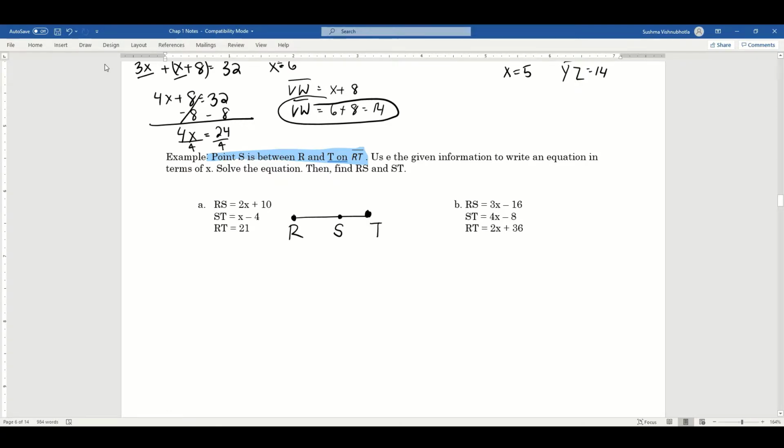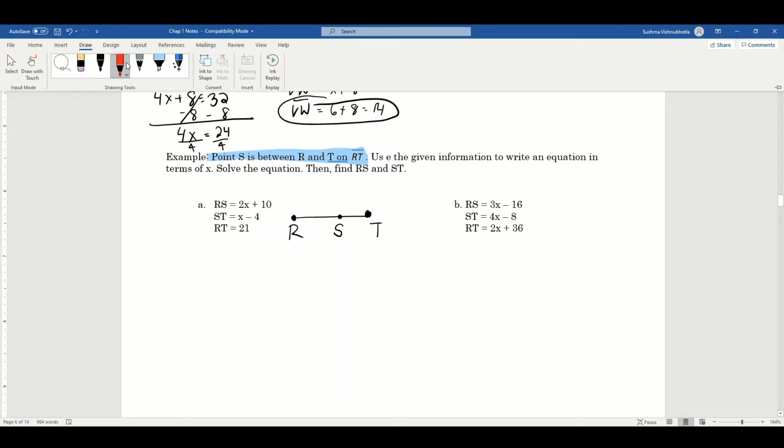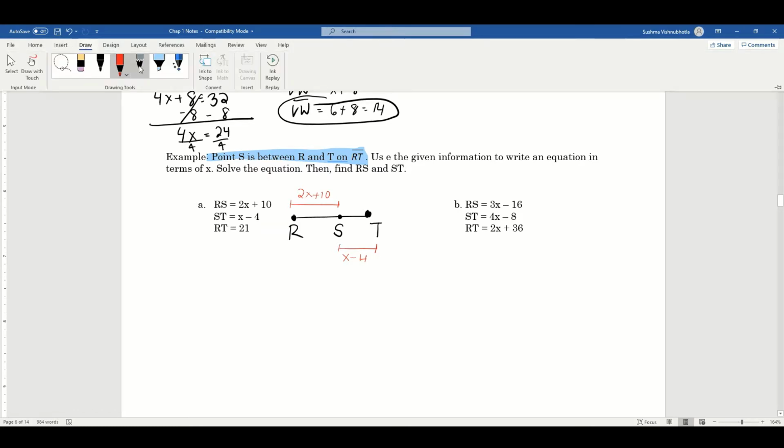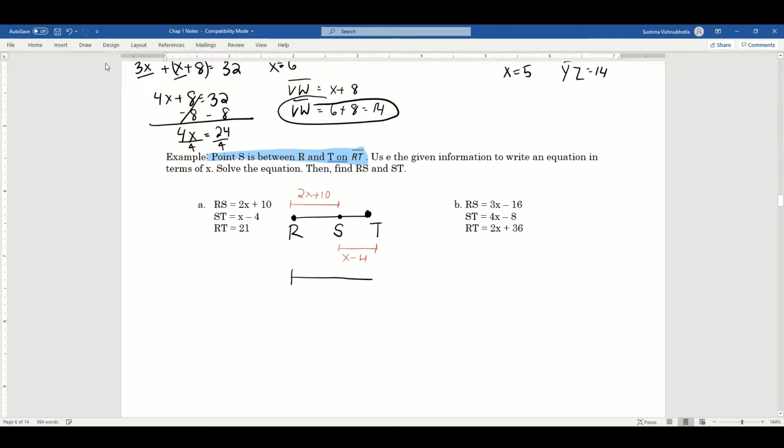So now using this diagram, I can now label. Essentially it's like the problem before, but you're not given a picture. So you're given that RS is 2x plus 10, ST is x minus 4, and you're also given RT here. So RT, the length of the entire segment, is 21.